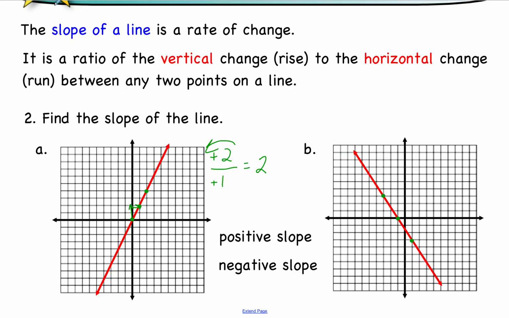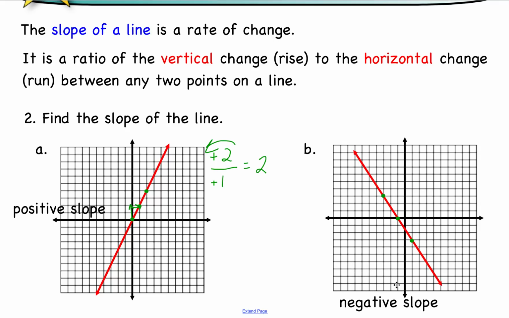Example B has a different kind of slope. So this one I'm going to identify as a positive slope over here. And this one will be a negative slope on the right. So on the right-hand side, again, I have some green dots. So pick any dot where you want to start. To get from one dot to the next, I'm going to go down 3 units and then right 2 units. So my slope on this one, my vertical change is negative 3 divided by a positive 2, which is equal to negative 3 halves, or negative 1.5.